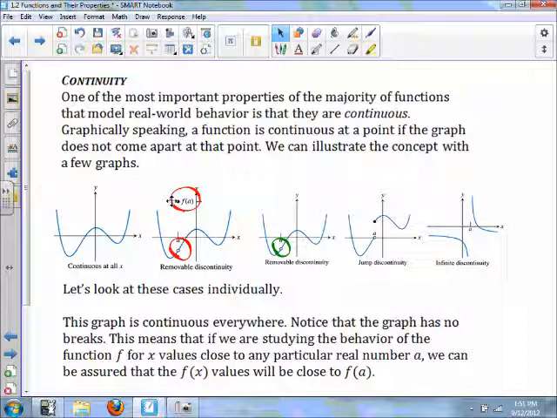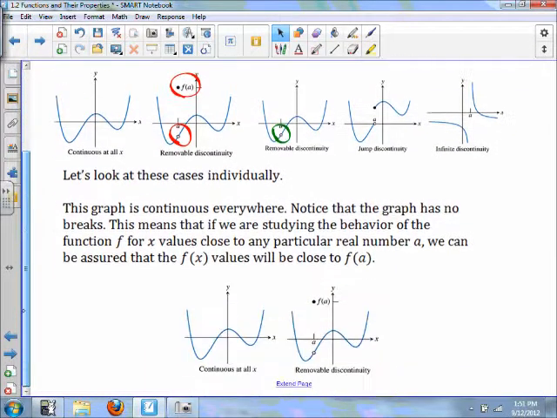And then for the last one, we have infinite discontinuity. In infinite discontinuity, one part of the graph will go to infinity, the other will go to negative infinity, and in some cases, they'll both go to positive infinity. Now let's look at them individually.